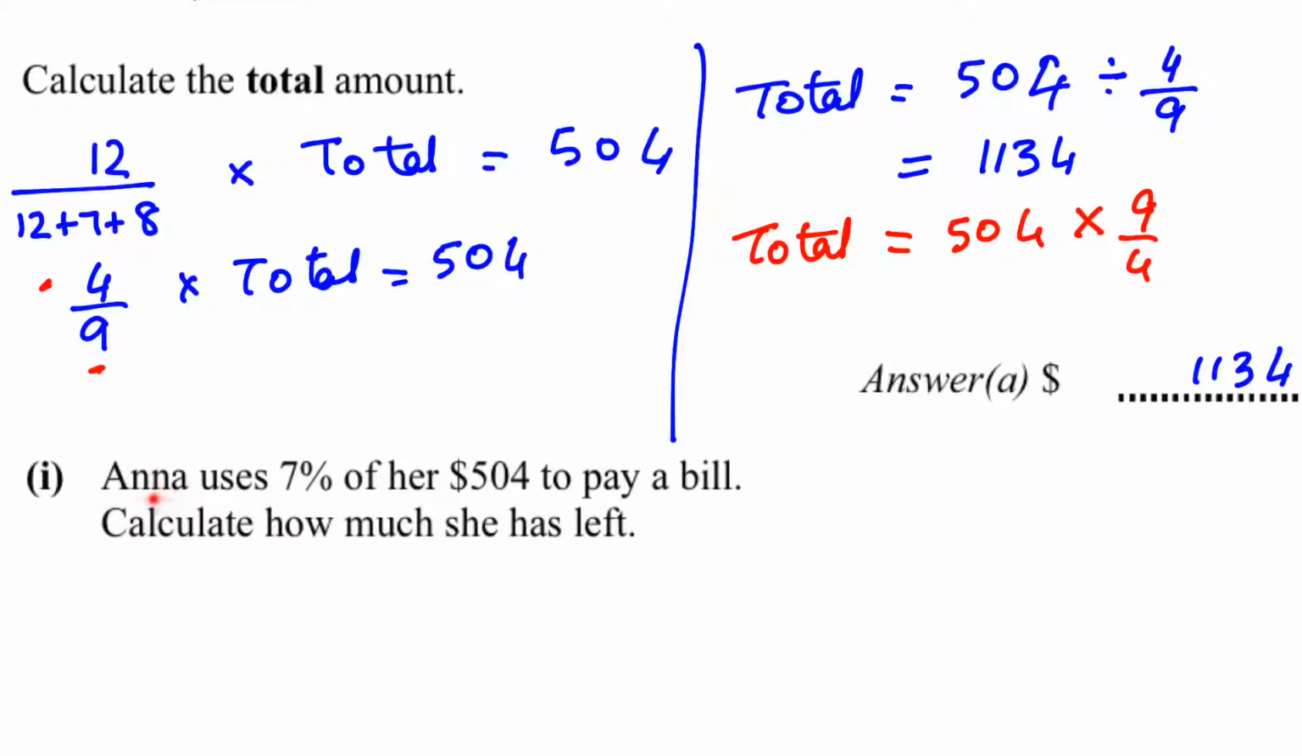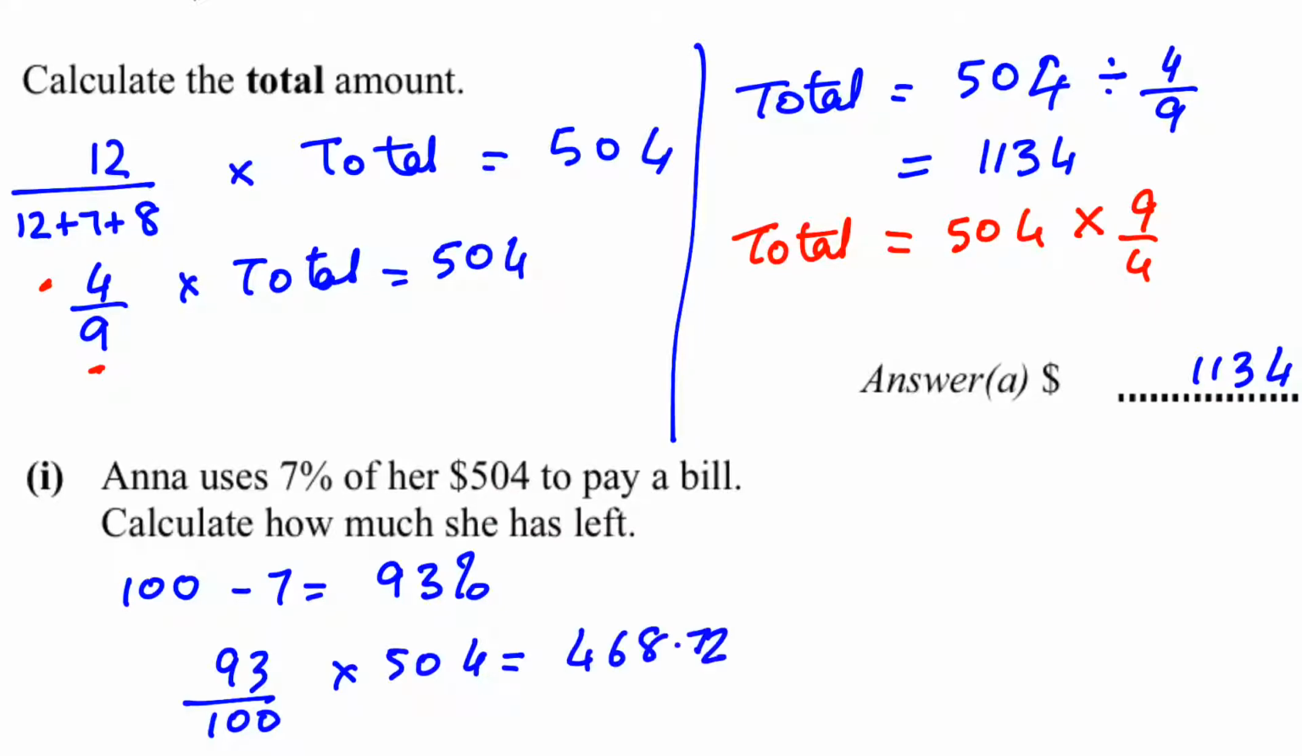In B1 we have Anna uses 7% of her $504 to pay a bill. Calculate how much she has left. 7% she is using. So how much does she have left? Total percentage is 100. 100 minus 7 is 93. She has 93% left. So 93% of 504 is 468.72.